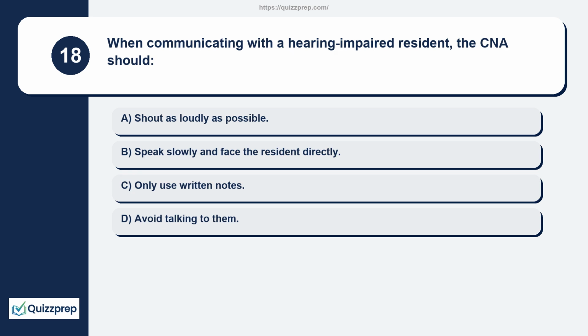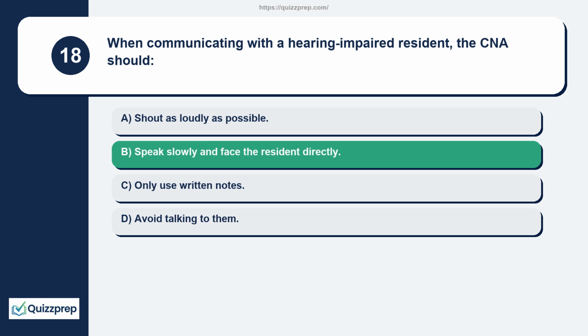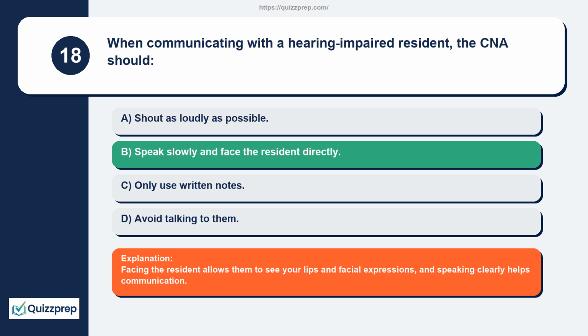Question 18. When communicating with a hearing-impaired resident, the CNA should shout as loudly as possible, speak slowly and face the resident directly, only use written notes, avoid talking to them. Facing the resident allows them to see your lips and facial expressions, and speaking clearly helps communication.